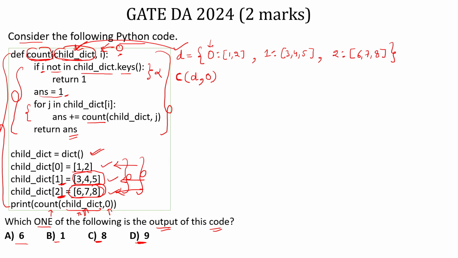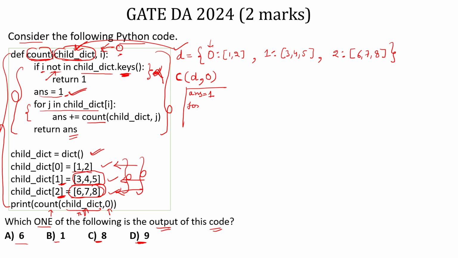We are passing 0 also. We call this function initially, and after that we do not go inside the if because it is checking whether i is not a key of this dictionary. No, 0 is a key; 0, 1 and 2 are the keys of this dictionary. So this condition is failing. We come over here, now we set the answer value to 1, and then we are calling a loop over here.